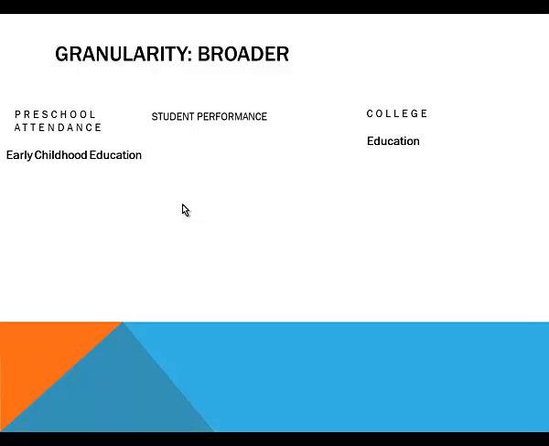I may also want to consider broader aspects. Preschool attendance, I may look at holistically early childhood education, not just preschool. I couldn't think of anything broader than student performance. That's actually already a pretty broad term. And then college, I could look more broadly at education. So if I'm not getting enough about college attendance or college success, I may want to look at their educational success overall.